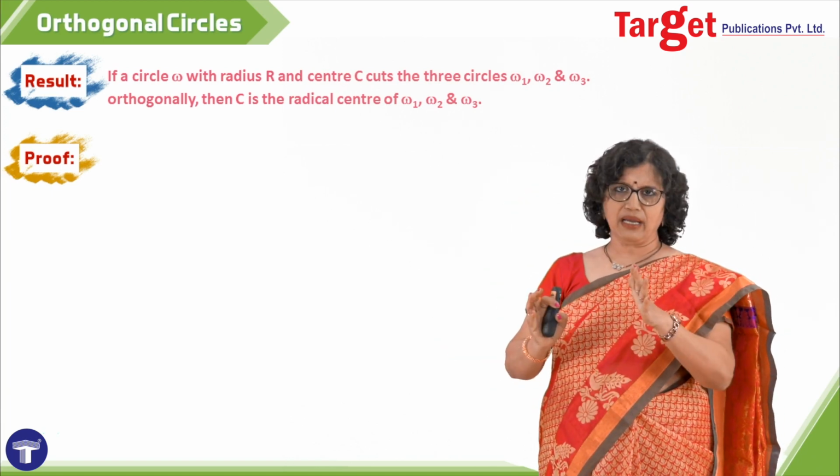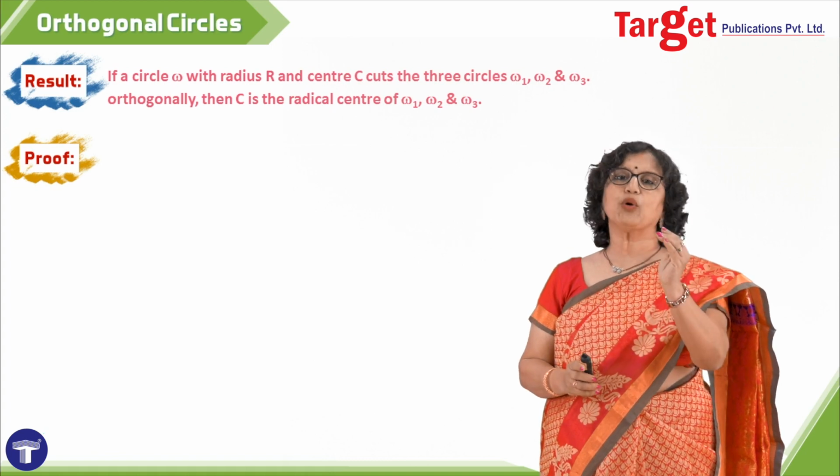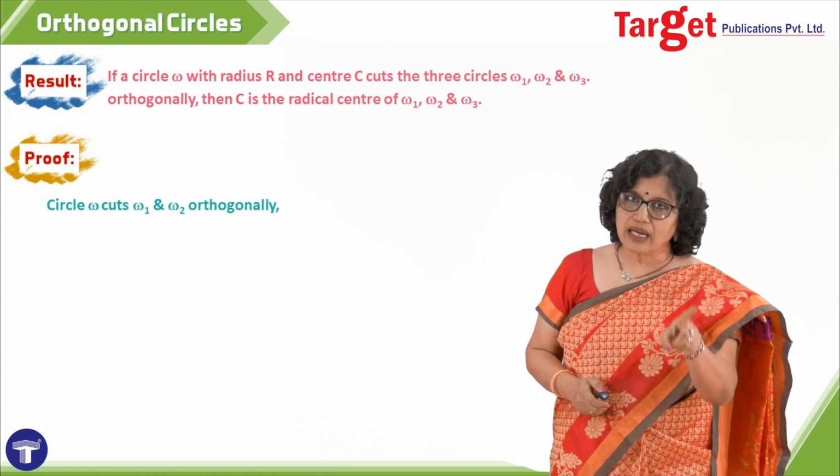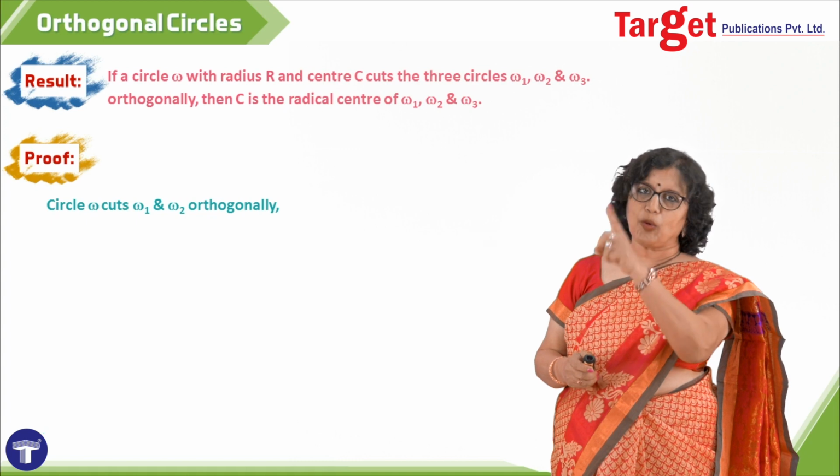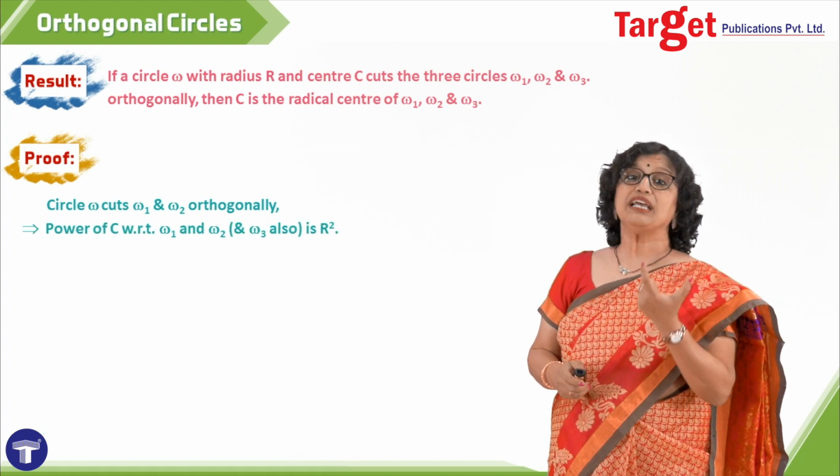The proof is not very big, but that would give more and more clarity in your understanding. Circle omega cuts circle omega 1 orthogonally means what?